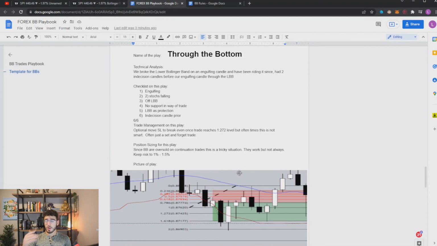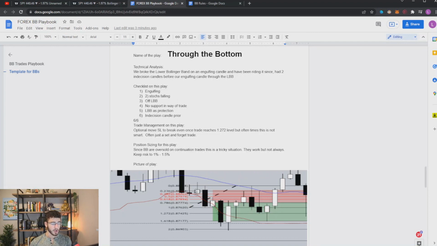Through the bottom. We already went over one of these through the bottom trades. We broke the lower Bollinger Band on an engulfing candle and have been riding it since. Engulfing candlestick. Stochastics falling. Off of the lower Bollinger Band. No support in the way of the trade. Lower Bollinger Band as protection.